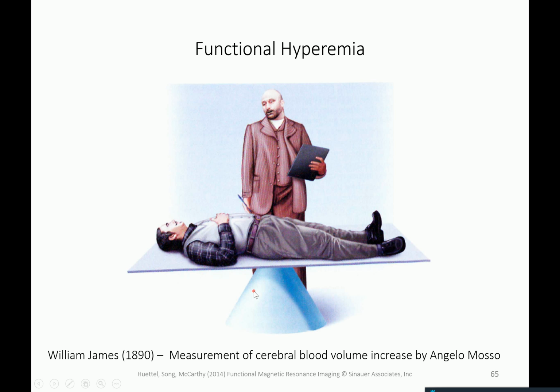And this participant lays down on this table, and there's this cone that balances this table. And the idea of the story is that then Angelo Mosso gave the participant a cognitive task, for example compute something, prove where the Euler formulas come from or something, and then the participant thinks, and because this is kind of balanced and blood rushes to the head, it goes down on this side of the table. And then Huettel discussed that most likely the story is not quite true.